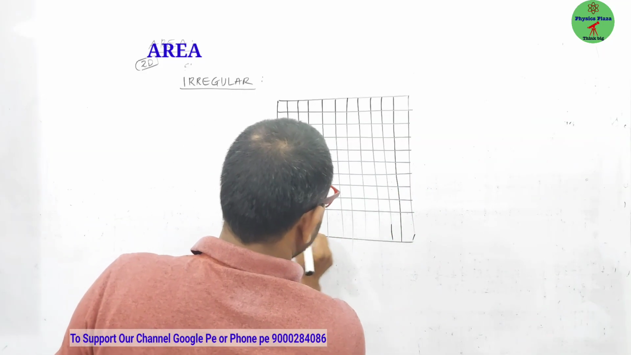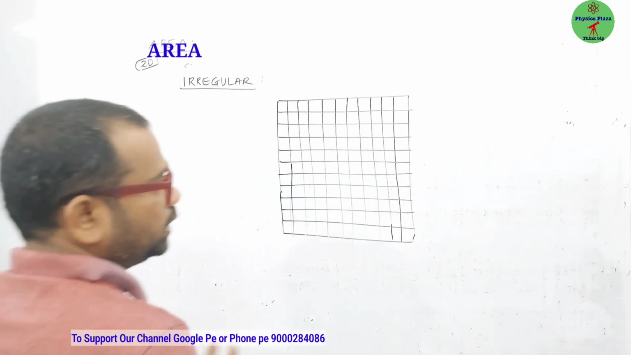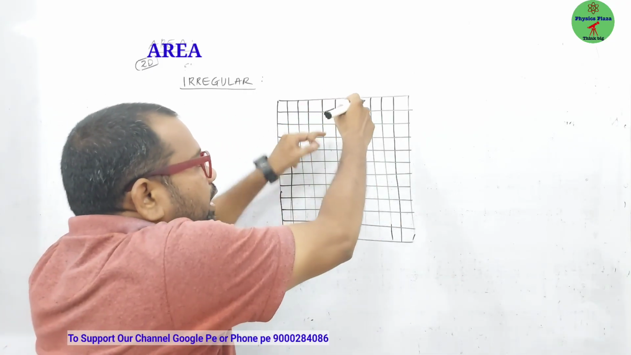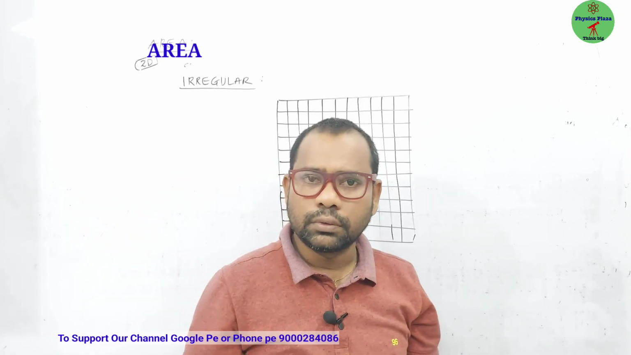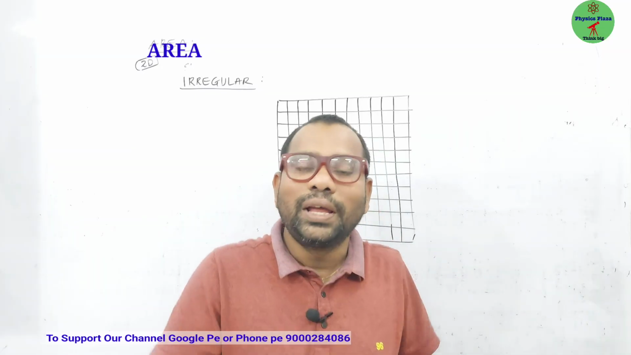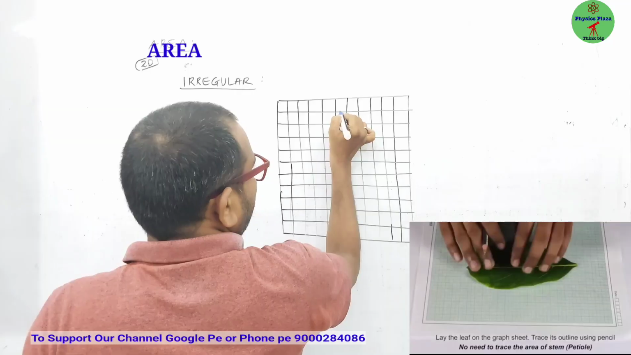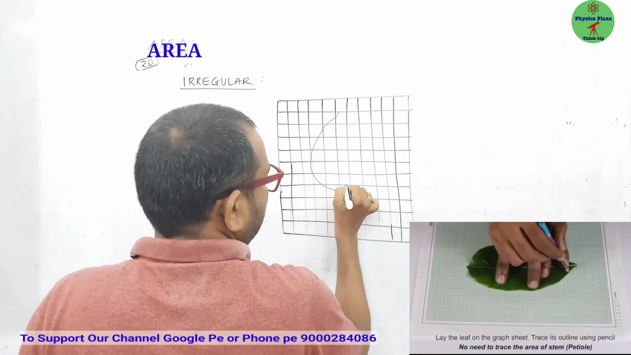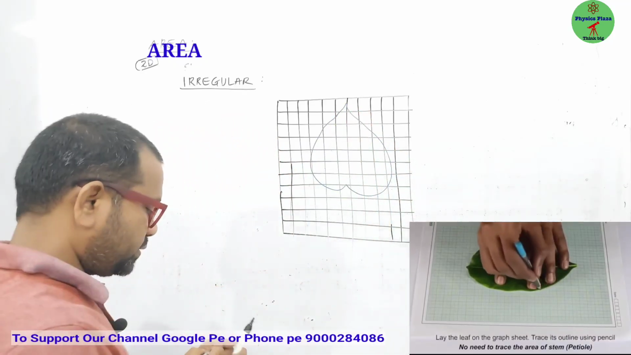Now what you should do? Place one leaf on this graph paper, children. Try to trace out its edges, so that you see what kind of shape you get. Do we get a tiger's shape? A lion's shape? No, we get the leaf's shape. So you make it like this, something like this. I am not good at drawing, please excuse me. Yeah, like this.